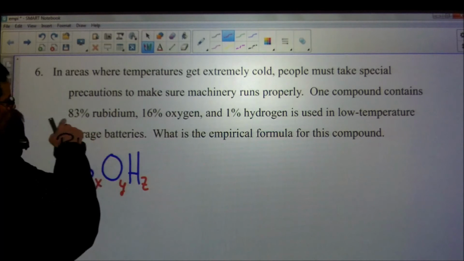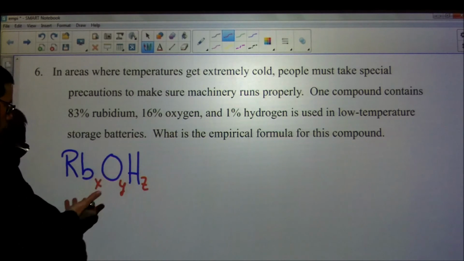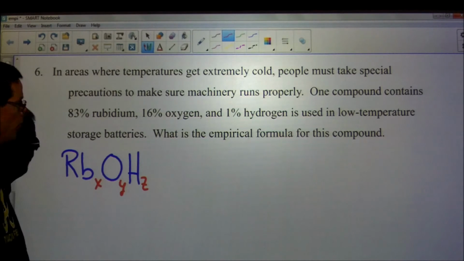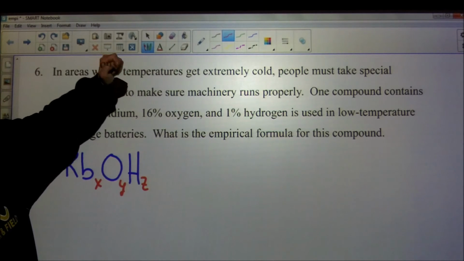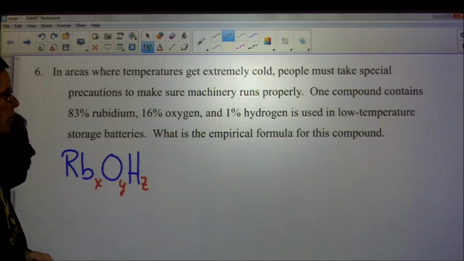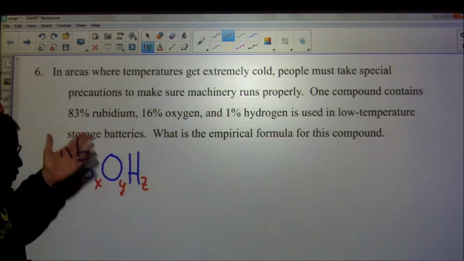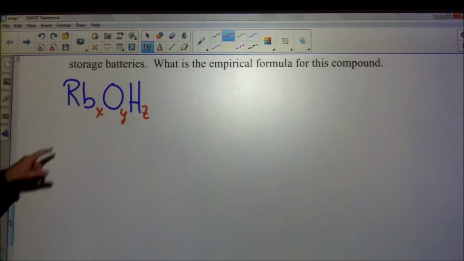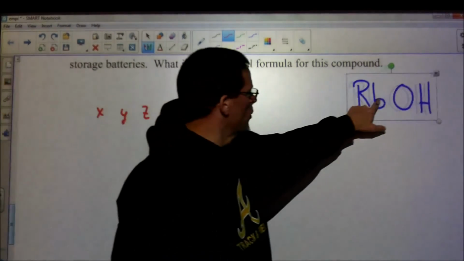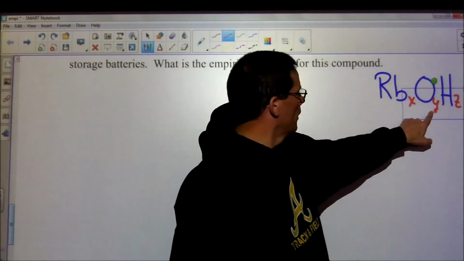Now, we have our percentages. Probably the smartest thing to do is to treat those percentages as a 100 gram sample of this rubidium, oxygen, hydrogen compound. So that means we're going to have 83 grams of rubidium, 16 grams of oxygen, and 1 gram of hydrogen. Now you can pick any number that you want as your total mass, but using 100 is very, very nice and very easy to work with. So this is what we're going to look for over here.